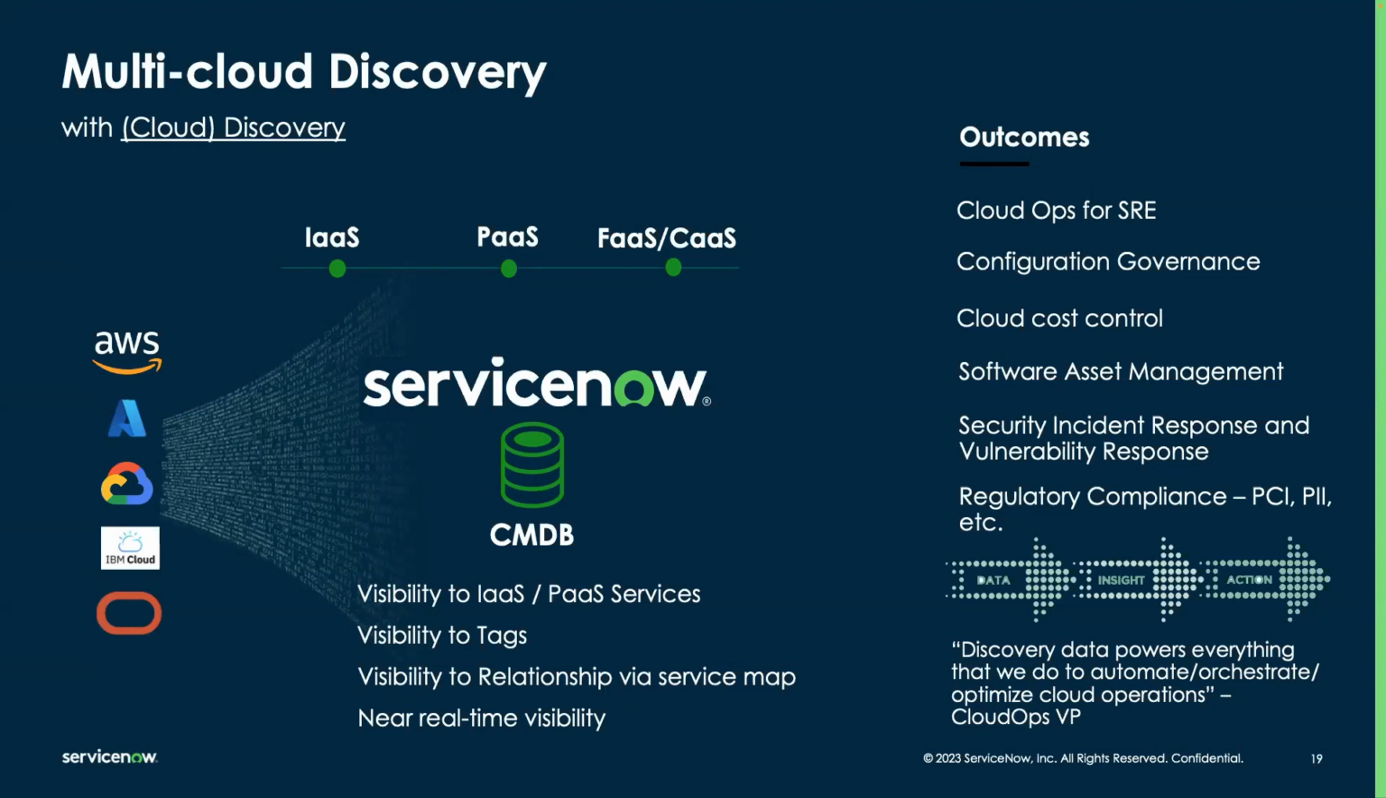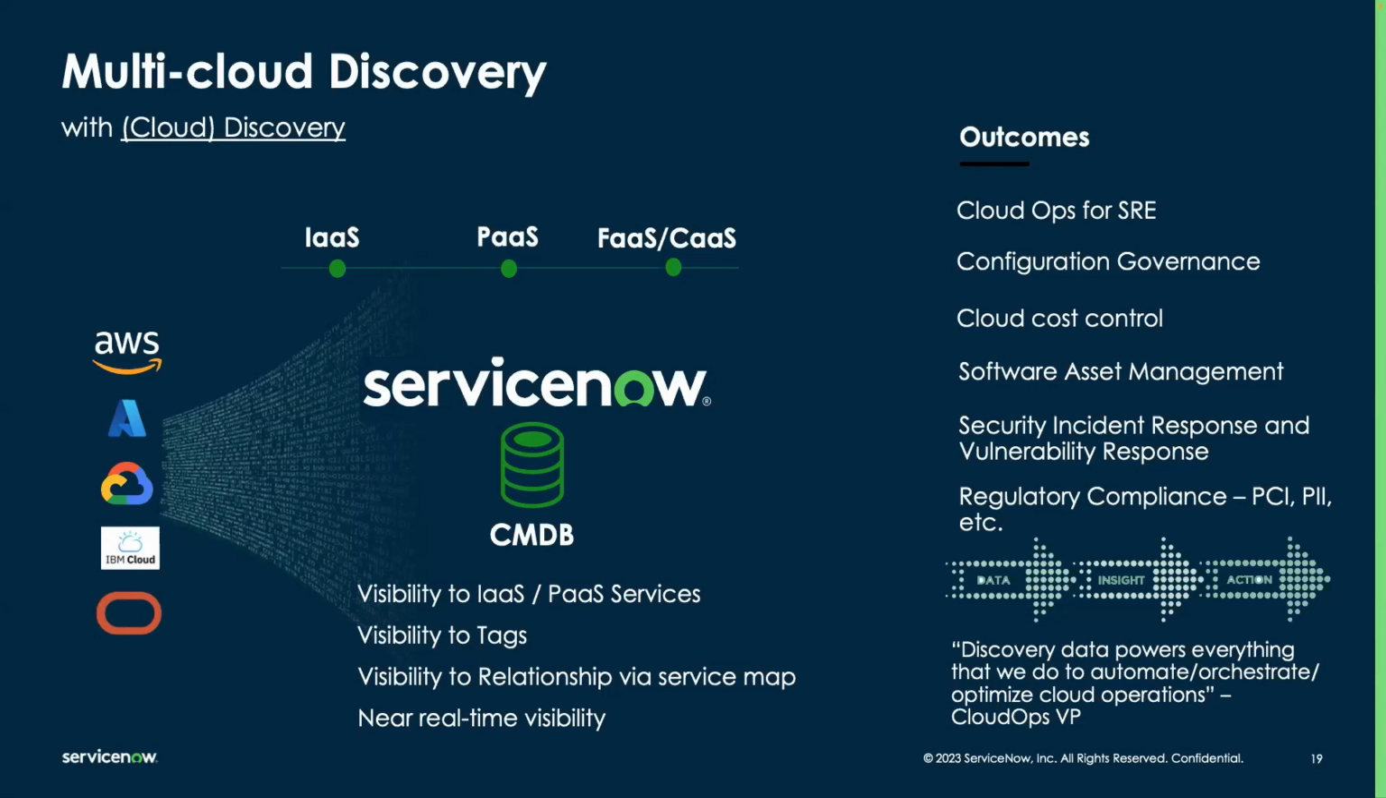As part of discovery, it's not a separate product by any means, but I want to call it out separately because cloud discovery is a little bit different than regular discovery. What we do is we use an API to discover the cloud. What you see on the left-hand side are the 5 clouds that we support out of the box. So AWS, Azure, GCP, IBM Cloud, as well as Oracle Cloud. And we can discover IaaS or platform as a service or function or container as a service from those clouds. And we can put those resources into the CMDB, build the relationships and so forth.